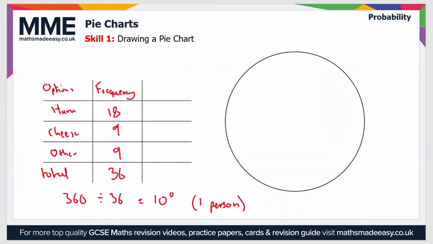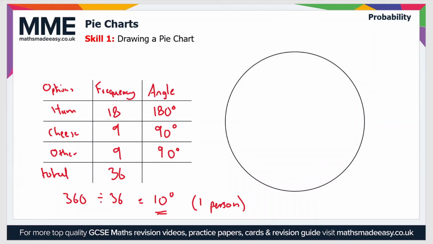So now that we know what proportion of the circle one person takes up, we can work out what proportion of the circle is taken up by each of the categories. So let's add a column for the angle for each category. So if one person takes up 10 degrees, and for ham there's 18 people, then that will be an angle of 180 degrees. And then cheese, there are 9 people in that category, so the angle is 9 times 10, which is 90 degrees, and that's the same for the other category.